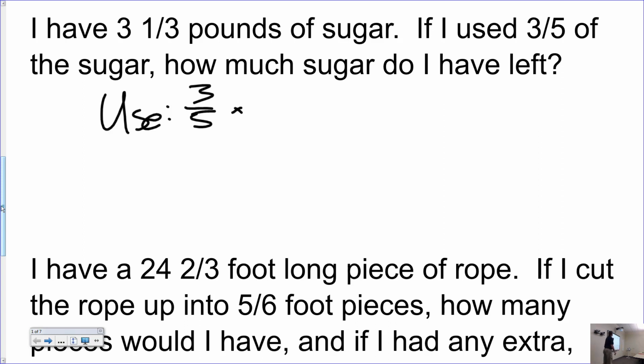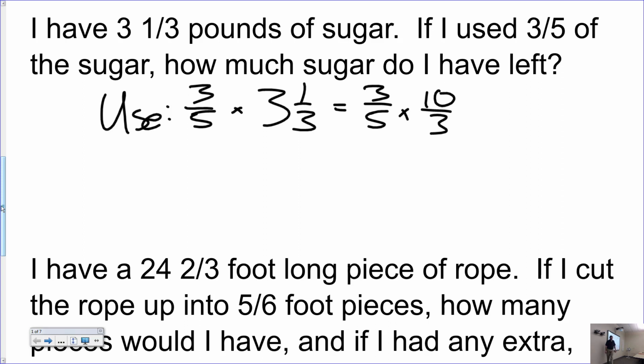Because the problem is that it didn't tell us we used 3/5 of a pound. It told us we used 3/5 of the sugar. We need to know how many pounds 3/5 is. And in order to do that, you have to do the 3/5 of the sugar, right? How do we multiply fractions, folks? Nicely enough, what's 3/5 times 10/3?